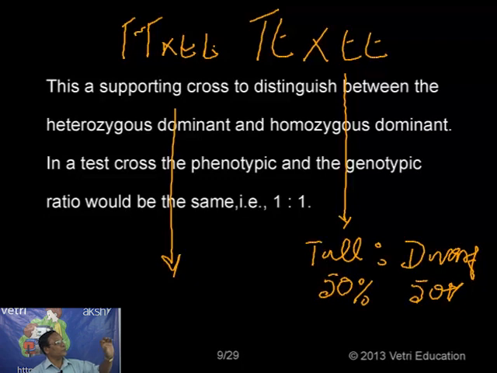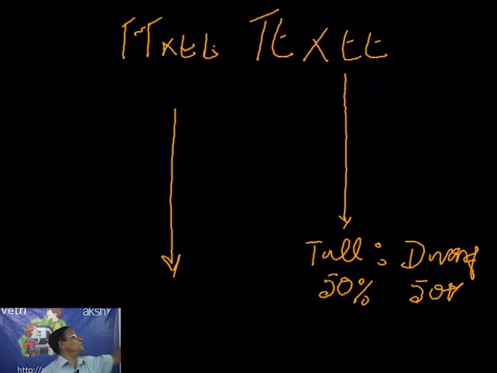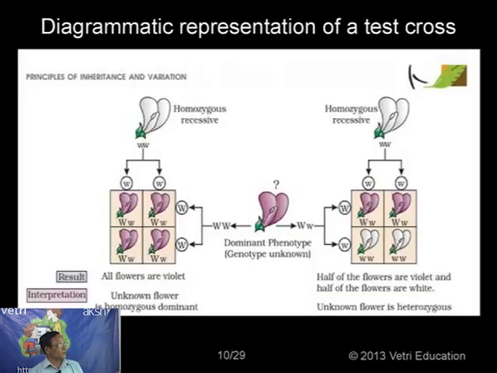So, if the dominant parent is heterozygous in a test cross, you will get the phenotypic ratio of 1:1. If the dominant parent is homozygous, you won't get the 1:1 ratio, and all the individuals are similar, having the same phenotype. So this is used to distinguish between a homozygous dominant and a heterozygous dominant parent. Here is the diagrammatic representation of the test cross. On the left side we have all the individuals similar. In the case of the garden pea plant, regarding flower color, one is violet and another one is white.